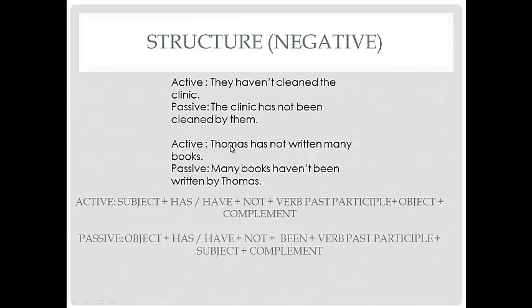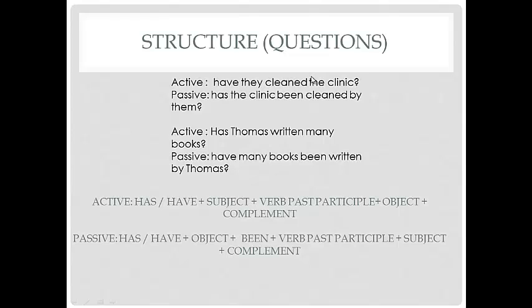It is the same as in present continuous, but in this case the auxiliary is different, right? And in questions it happens the same. You move the auxiliary to the beginning. In active, we say: have they cleaned the clinic? The same happens in passive. You move the auxiliary to the beginning, then you put the object, then been cleaned by them. So you have has or have, object, been, past participle, subject, and complement.